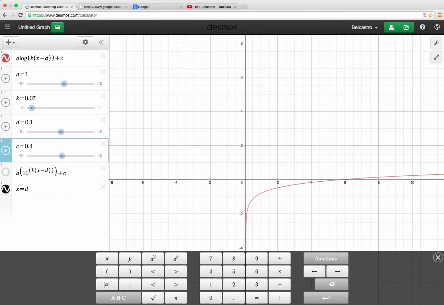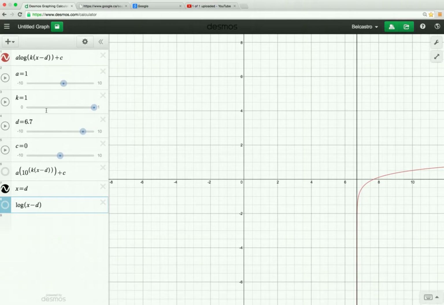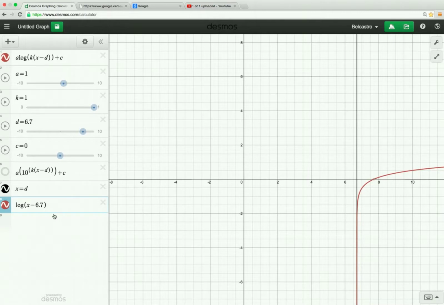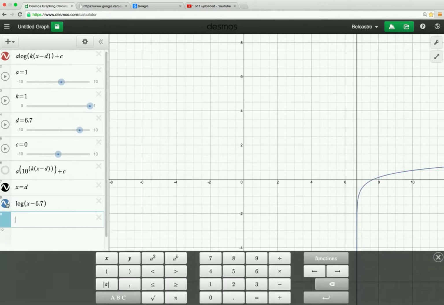It's assumed that if nothing's there, the c value is 0. As for that d value, though it looks like it's a positive 6.7 here, if I was to write it into this function, a positive 6.7, it would show up as a negative value. Okay, can I change the color? Let's see. Should be able to do that. There we go.